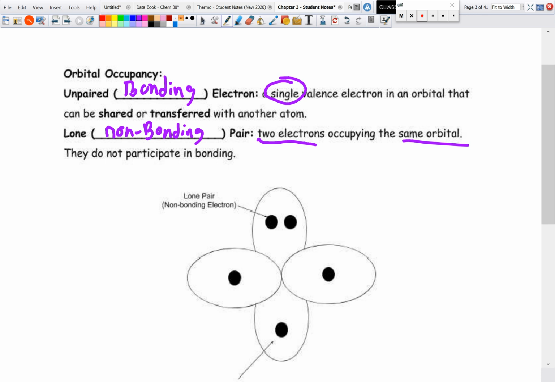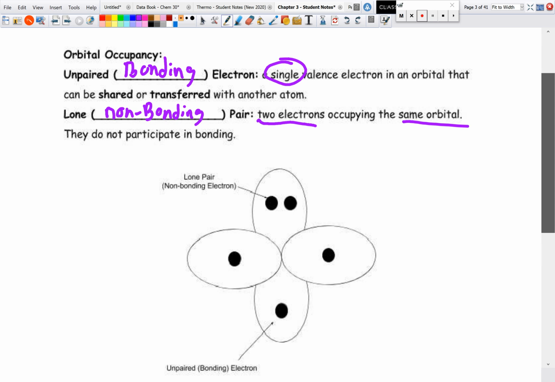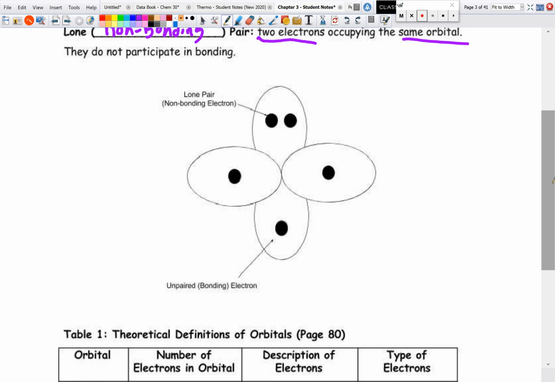Obviously, if there are no electrons in an orbital, we're not going to call it anything. If we look at our little diagram right here, we can tell we have our lone pair, or non-bonding electrons, because we have 2 electrons in this orbital at the top, and we have 1, 2, 3 bonding electrons in other orbitals.